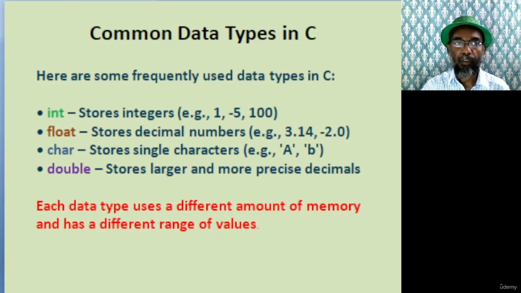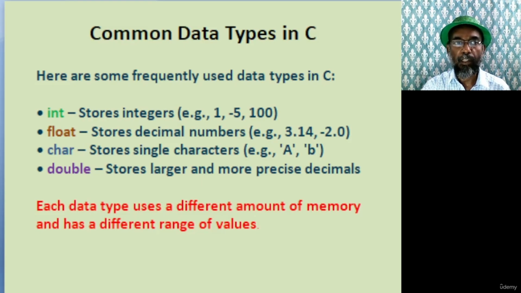Common data types in C. Now let us talk about data types, the label on your boxes. Each type tells the computer what kind of data you are dealing with and how much space it should reserve in memory. Here are 4 you will use most often.